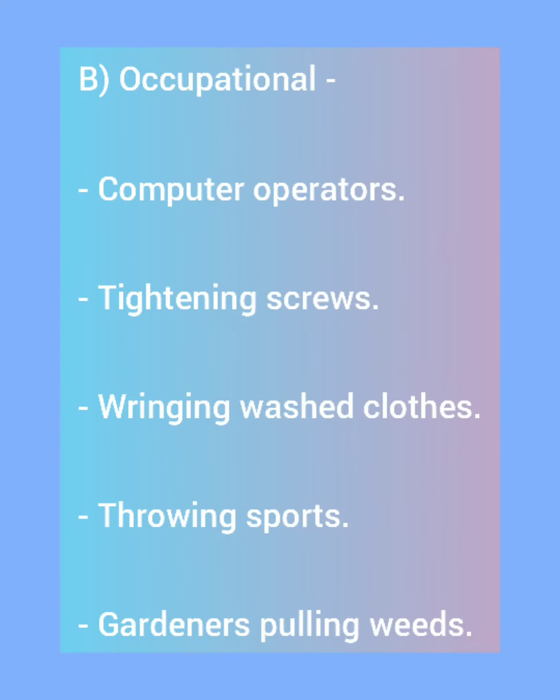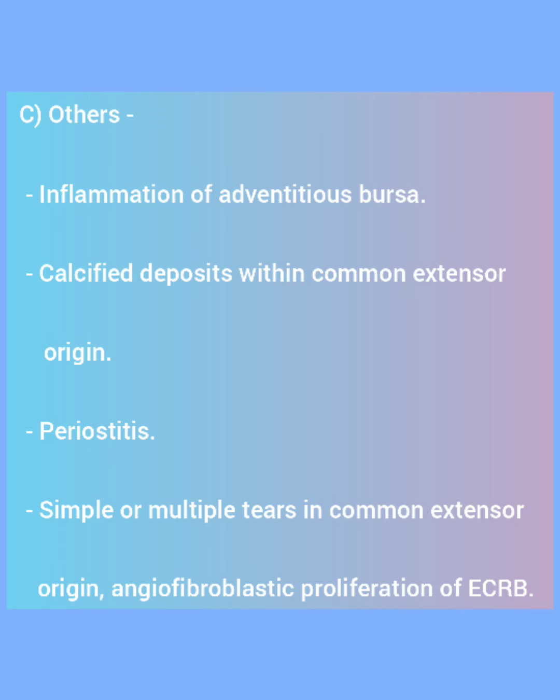Now, what are the occupations in which this condition is seen? In computer operators, persons involved in tightening screws, wringing washed clothes, throwing sports, and gardeners pulling weeds. And the other causes are inflammation of adventitious bursa, calcified deposits within the common extensor origin, periostitis, simple or multiple tears in the common extensor origin, angiofibroblastic proliferation of ECRB.